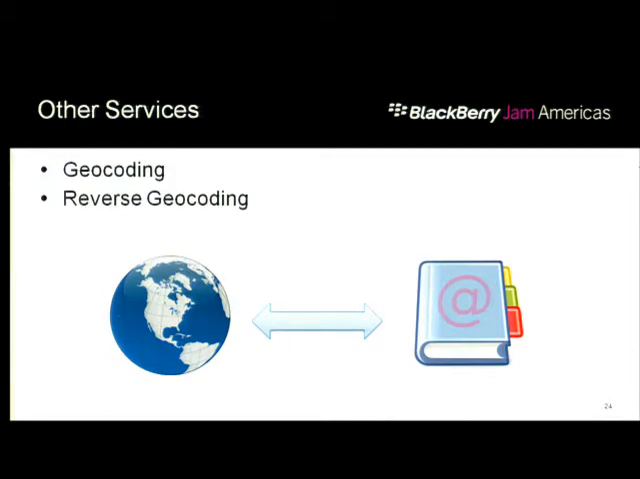Geocoding is also important, and we provide the service. You simply have to call the geocoding and the reverse geocoding API. You have an address, you want to code it. You have a coordinate, you want to get the address for it. Use these APIs to do geocoding or reverse geocoding. Both are available on BlackBerry 10 at launch.